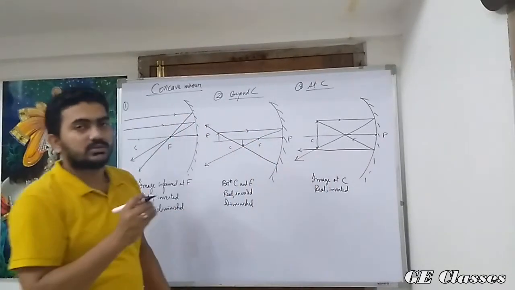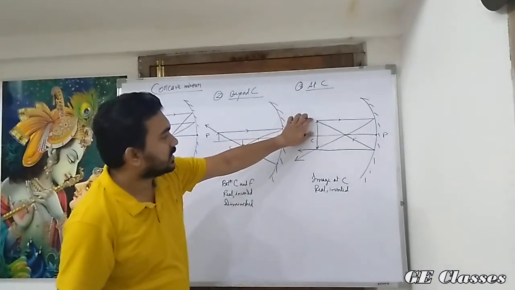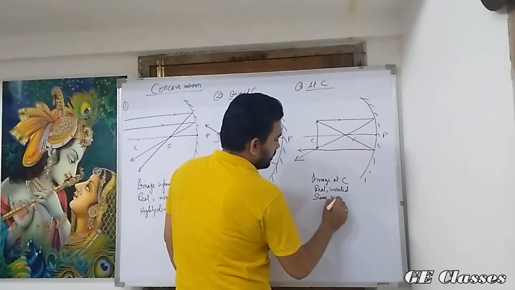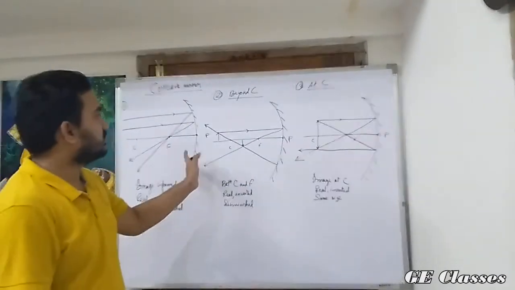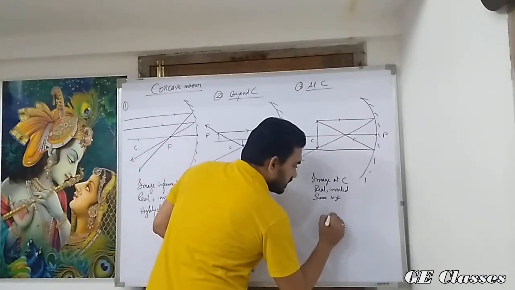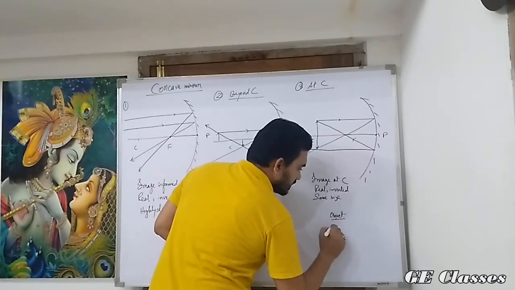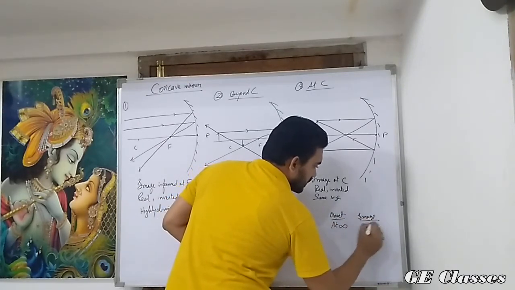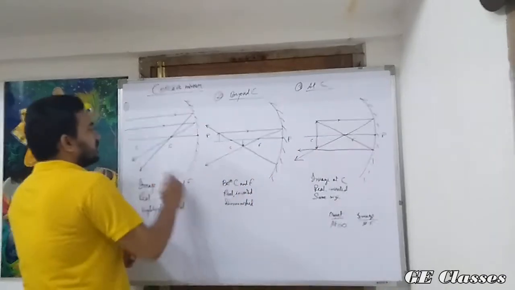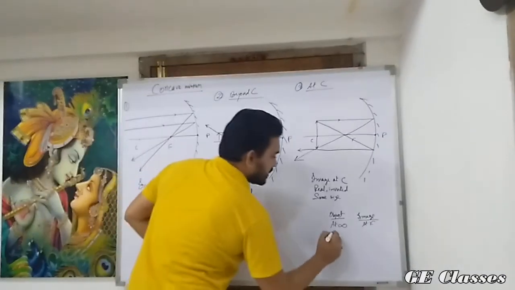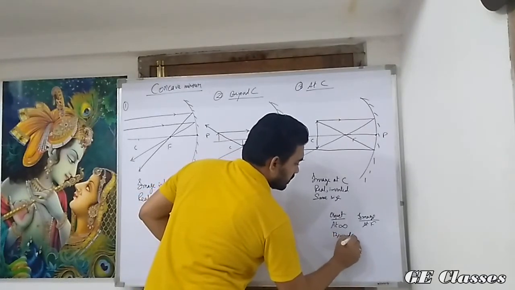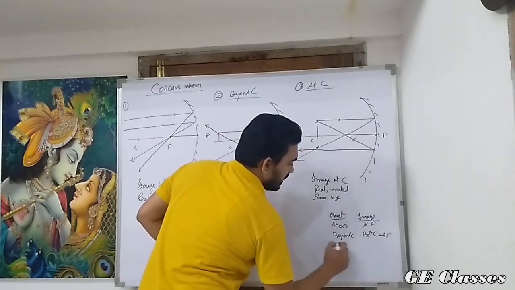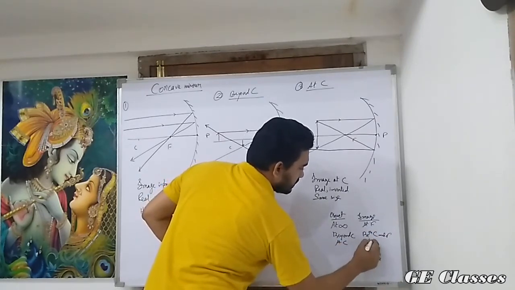One more thing that we should look into is that both the object and the image are of the same size. So these are the first three cases. From there we can conclude one thing: if the object is at infinity, then the image is at F. The more we bring it closer, like beyond C, it forms between C and F, and at C the image forms at C.